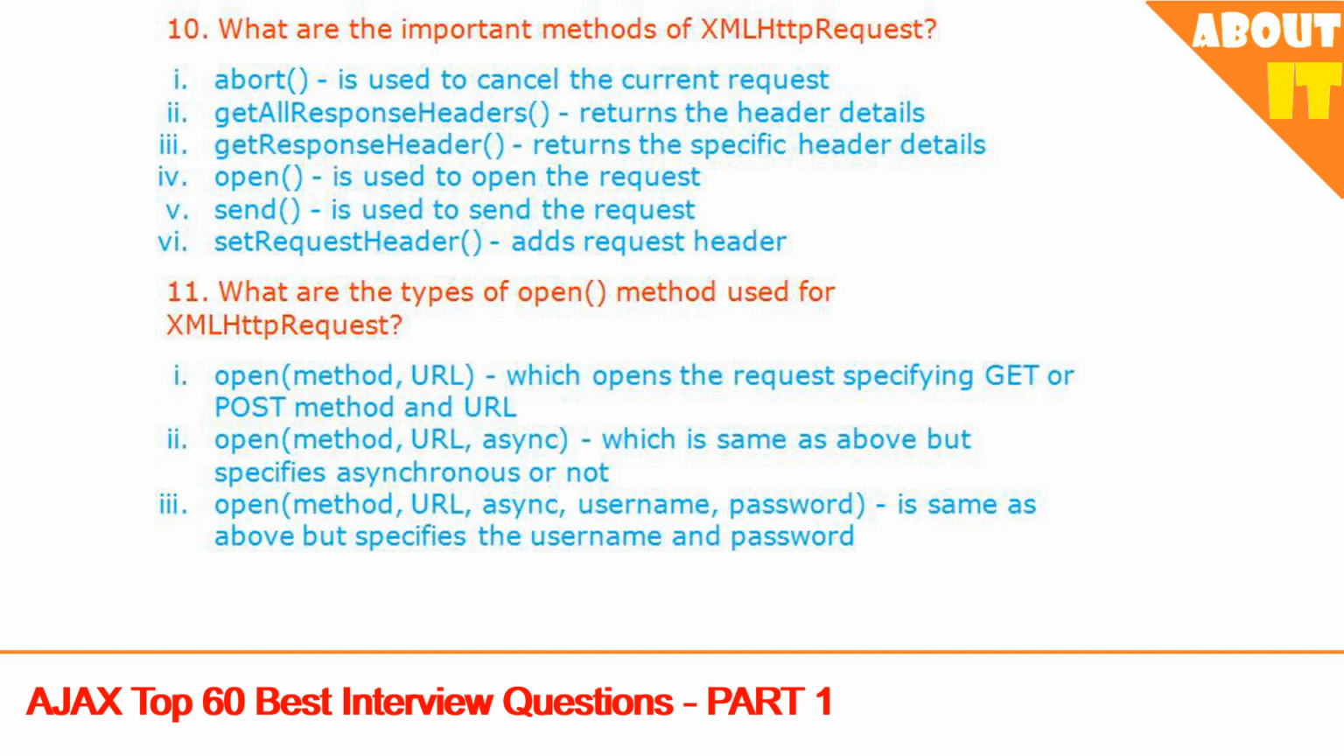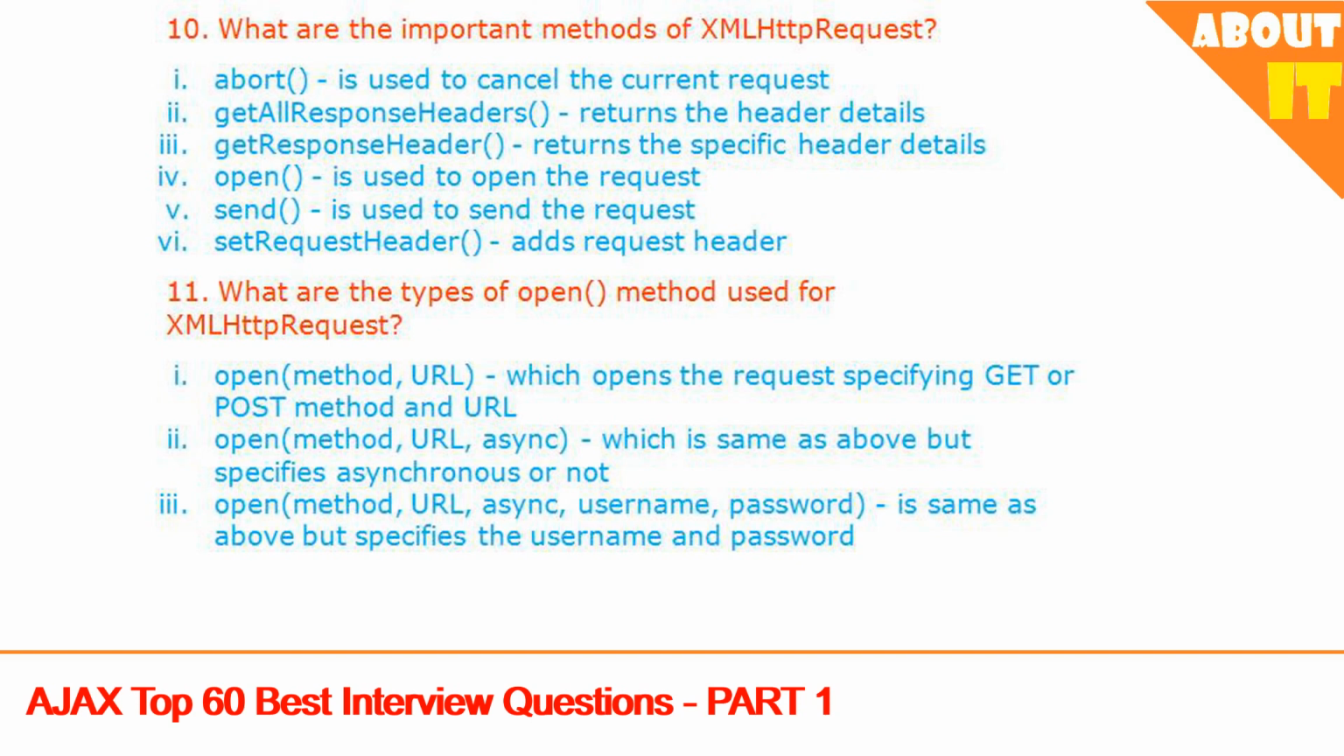10. What are the important methods of XMLHttpRequest? abort is used to cancel the current request. getAllResponseHeaders returns the header details. getResponseHeader returns the specific header details. open is used to open the request. send is used to send the request. setRequestHeader adds a request header.